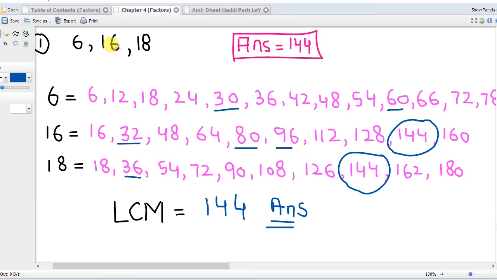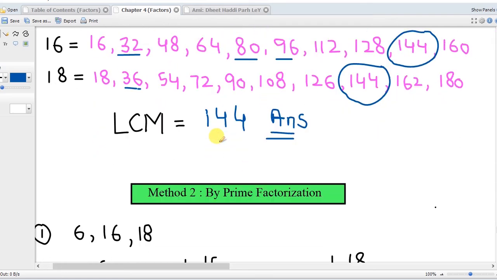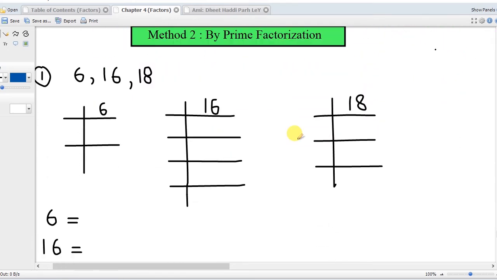This is how you find the LCM using method 1. I hope you have got the concept. Let's move on to method 2. Method 2 is finding the LCM by prime factorization.